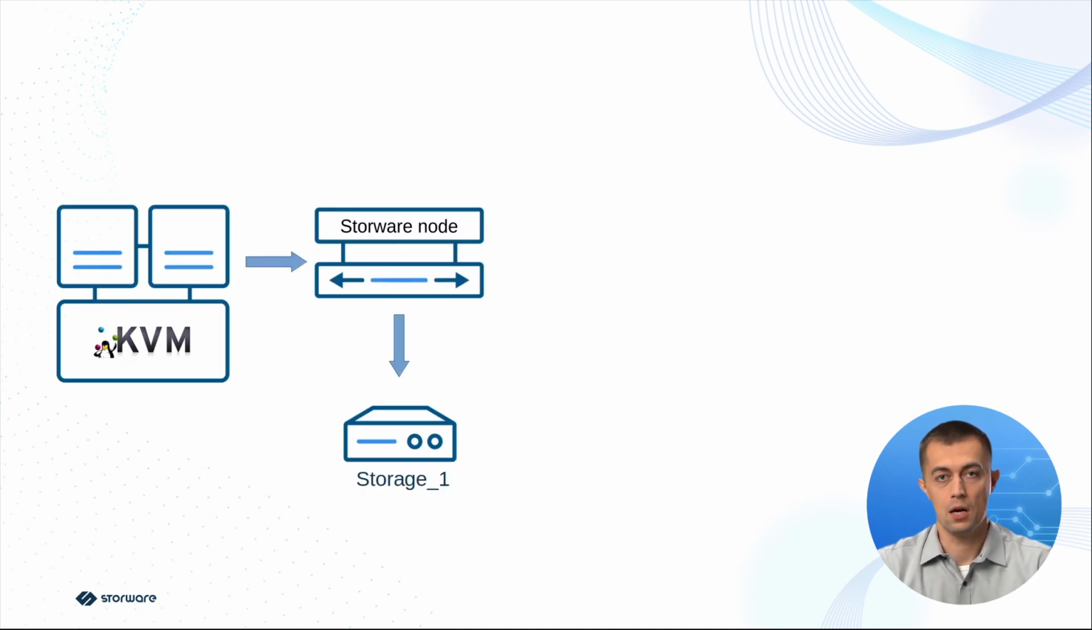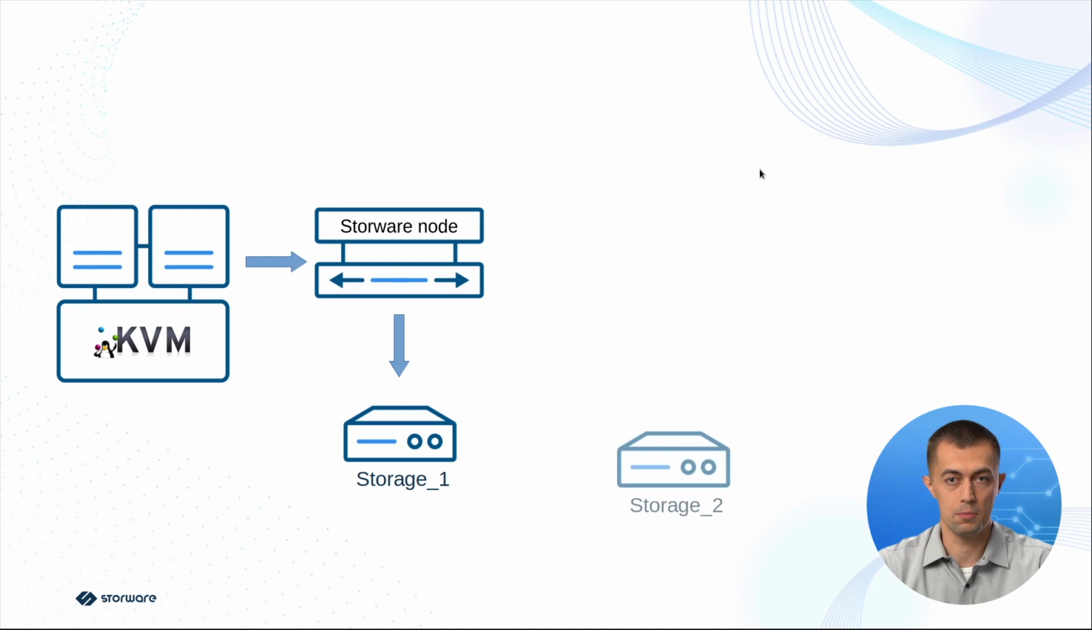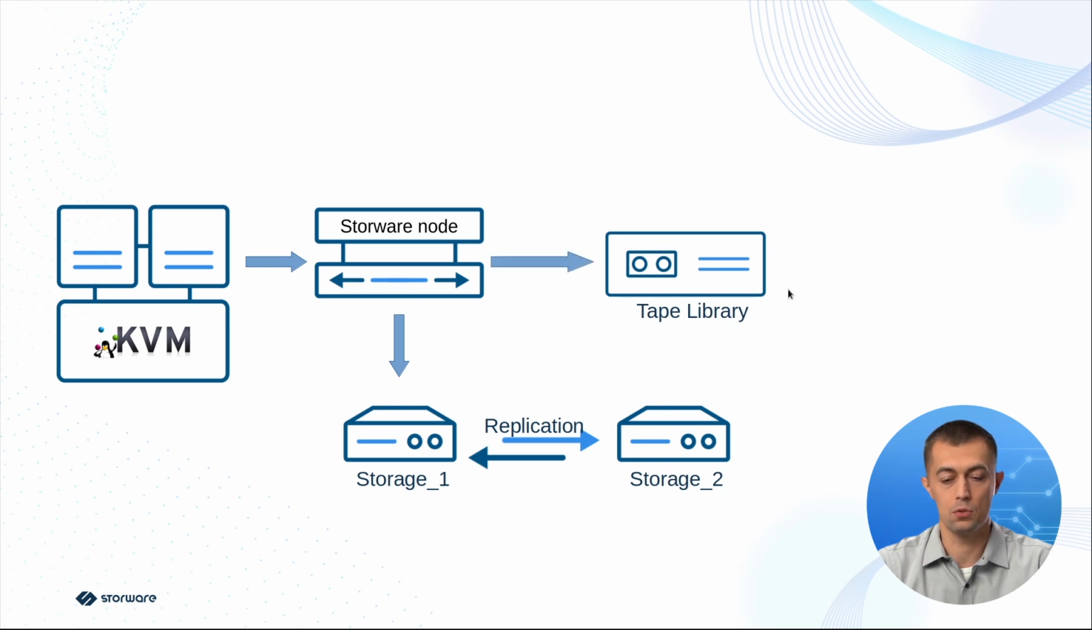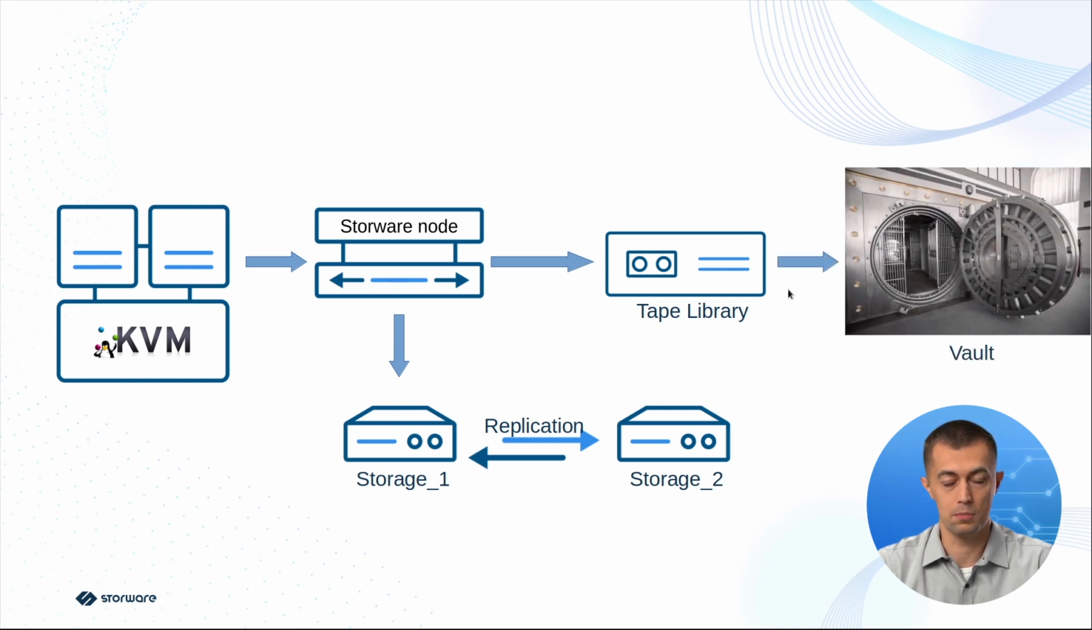Next, in our example, today we want to back up a KVM environment with Storware, and by default we have 1 local storage where we store our backups. The first step is to add replication, so we replicate our data to a second storage. Next, we can add a tape library to have a different medium type. And optionally, we can take those tapes periodically to the vault, to a safe location.